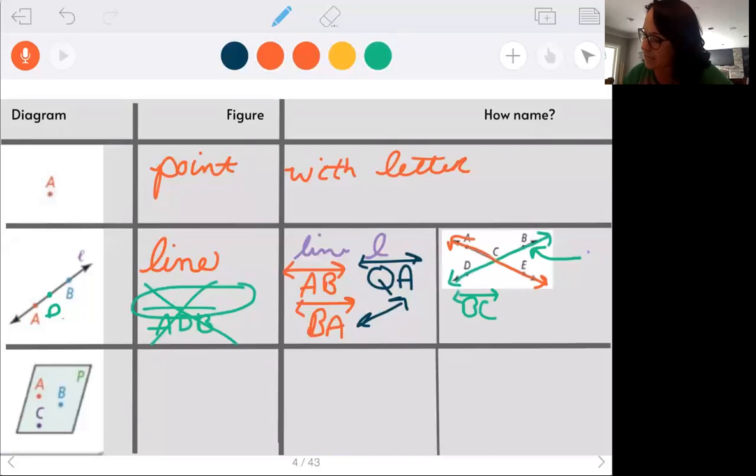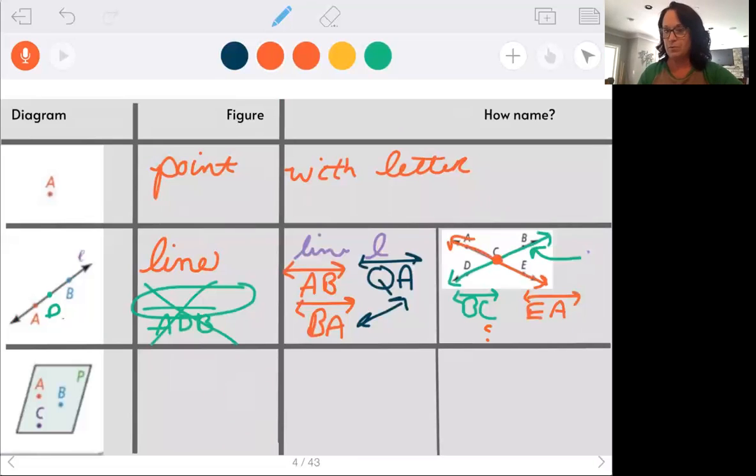Suppose I pick E and A, and I can put them in any order, but I have to put that line symbol over the top of it. So this right here is line BC intersecting line EA, and all non-parallel lines will eventually intersect, and they always intersect at a point. If I asked you what the intersection of line BC and line EA is, you would say point C. Any two lines that aren't parallel will intersect at one point.